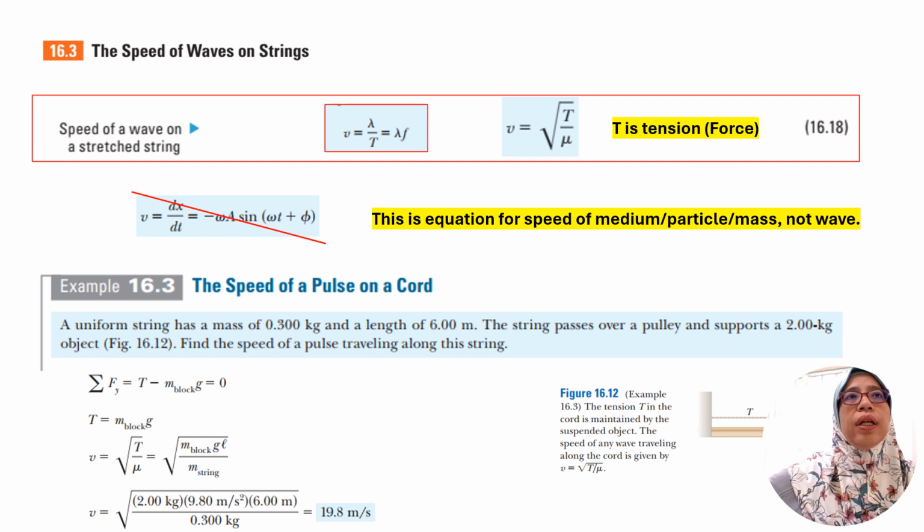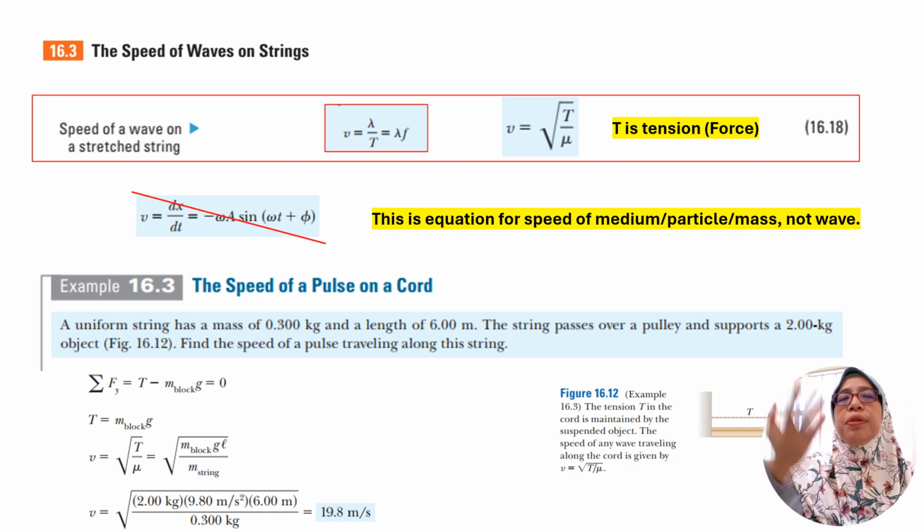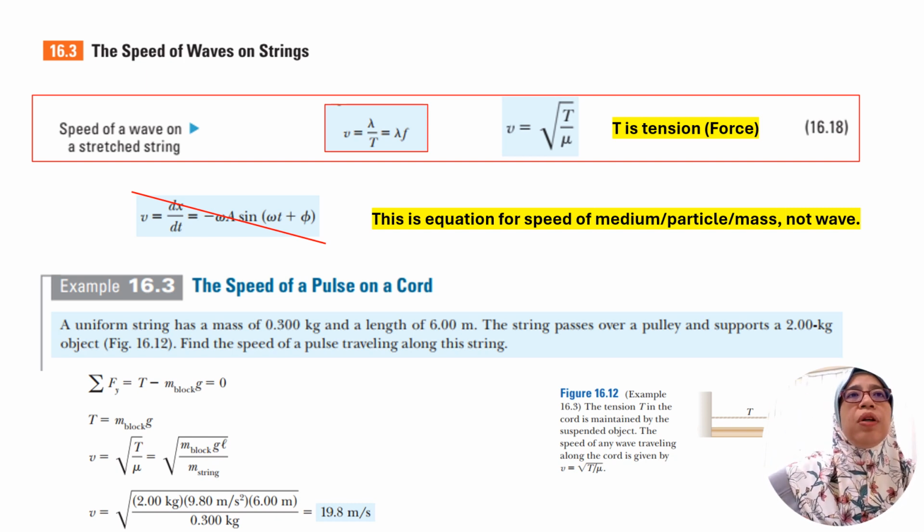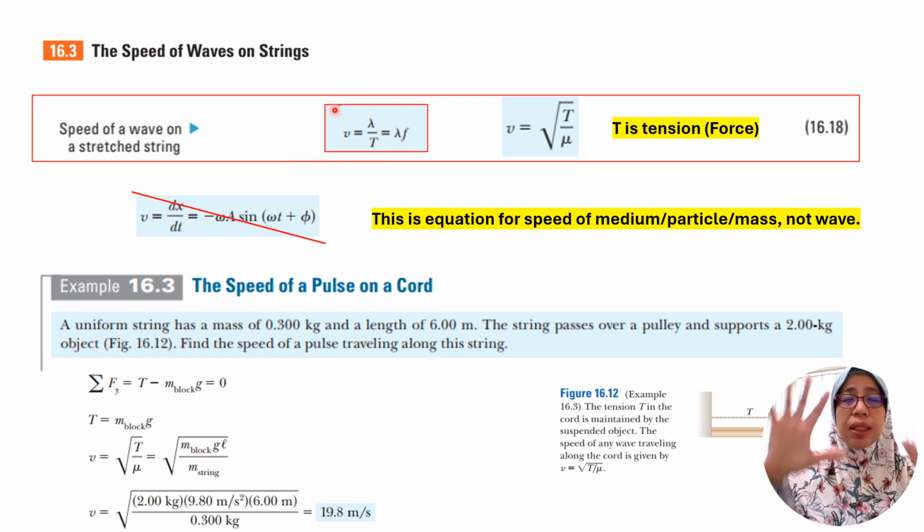Alright, let's go and discuss the idea of the speed of a wave on a string. Number one, recall that the given expression over here is not meant for a wave. It was for a medium particle, mass and medium, right? Whereas v = f lambda is for waves in general, gelombang secara general.